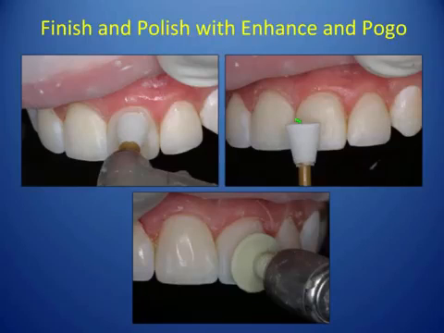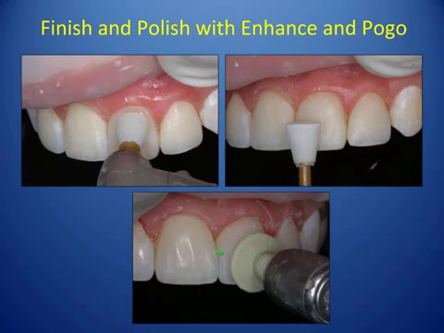The Enhance are our brown mandrels. These are finishing, and this will reduce the volume of composite. The PoGo is really just to impart luster on that natural tooth, so finishing first and then polishing, again designated by brown and gray mandrels.